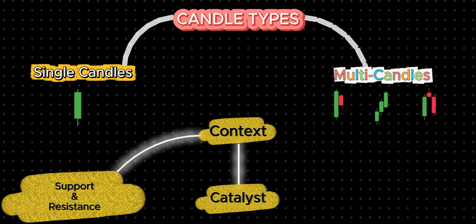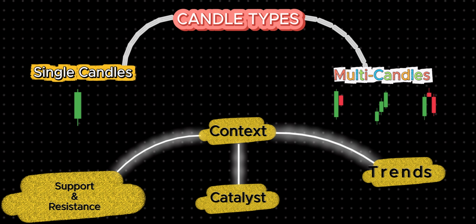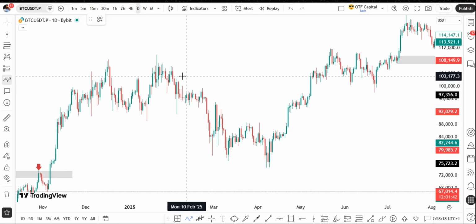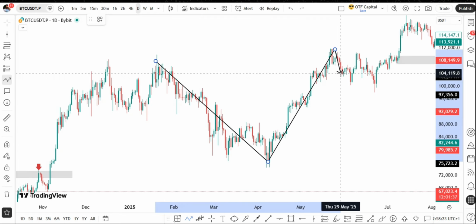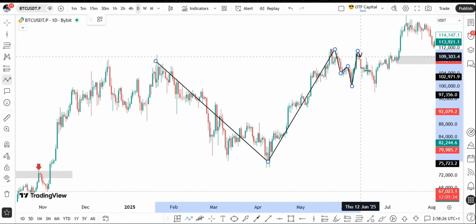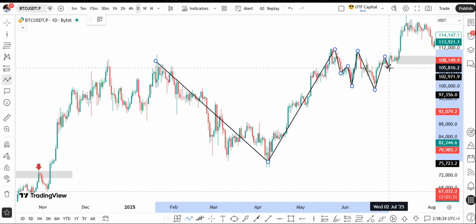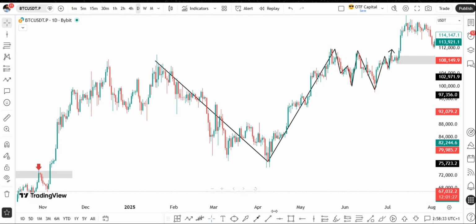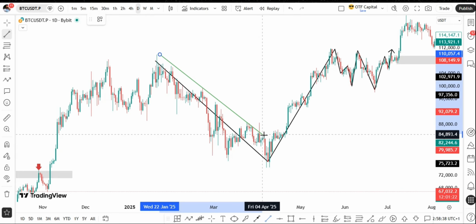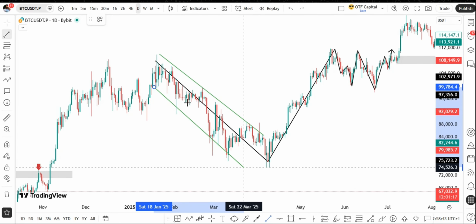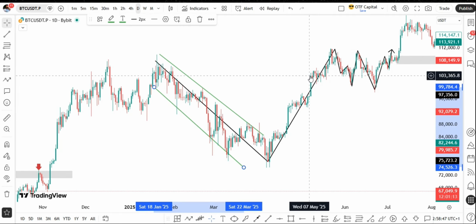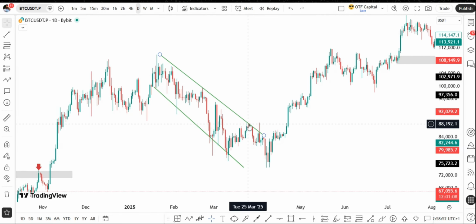The third concept is trends. We have the uptrend, we have the downtrend, we have the sideways market. This is the downtrend, this is the uptrend, and this is the sideways market. So in order for me to draw it clearly, this is it. I have to delete the middle line.